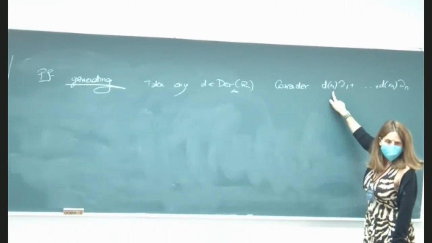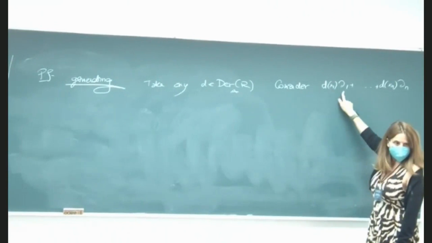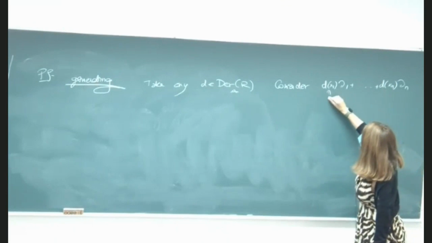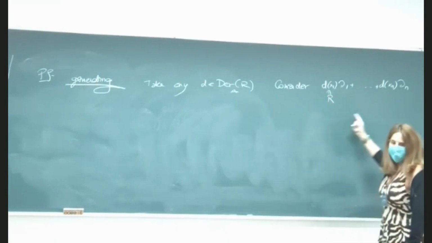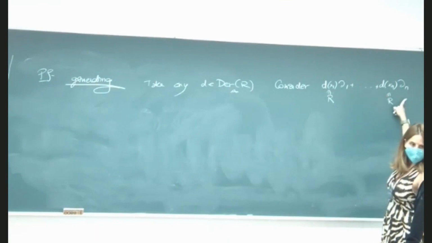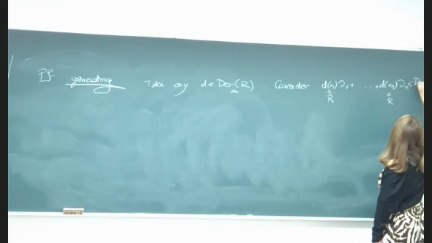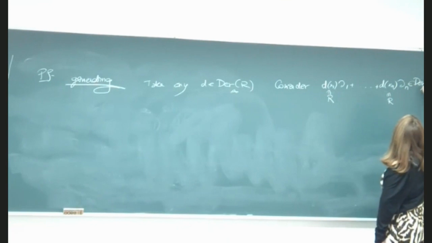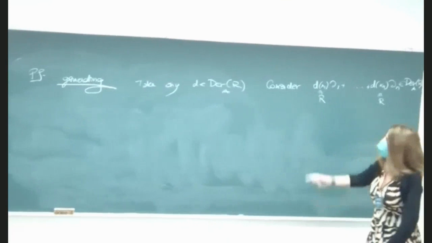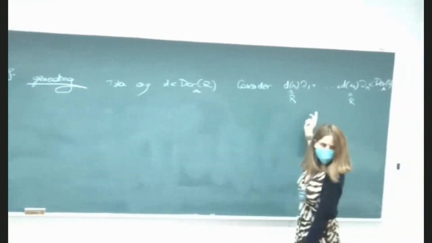So I get an element in R. I multiply by delta 1, and so on. Remember, because D is a derivation, it goes from R to R. This is an element of R, so this is just a linear combination of the deltas. So this is obviously a derivation. And now we claim that these two are the same.